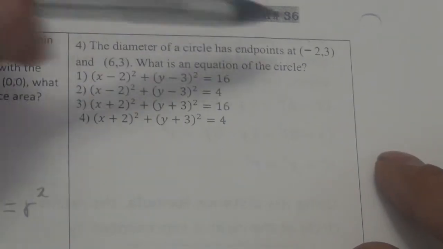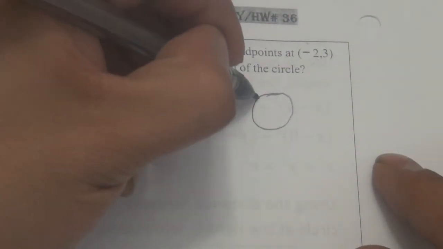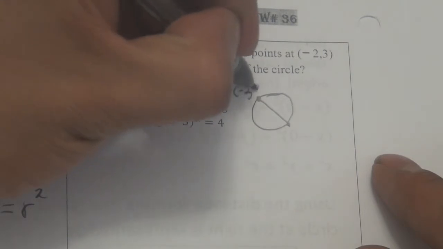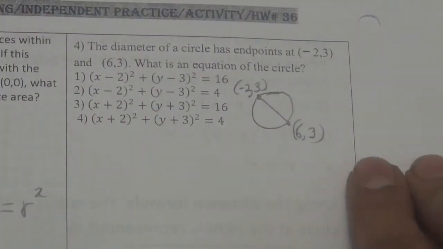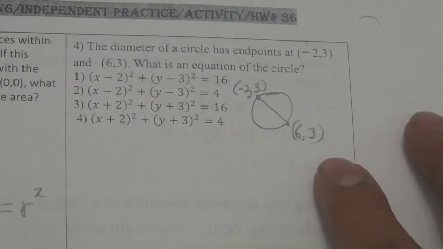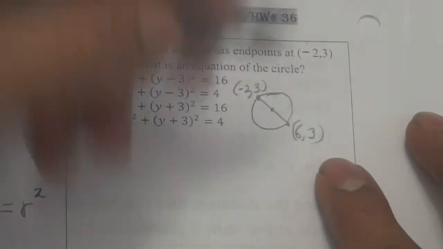Let me explain this visually. This is your circle right here, and a diameter has endpoints right here and right here. This is (-2, 3), and this one is (6, 3). I'm not saying these are the real coordinates, let's just pretend. What do I need in order to write the equation of a circle? I need the center and I need the radius. The center is right here. But what is the center?